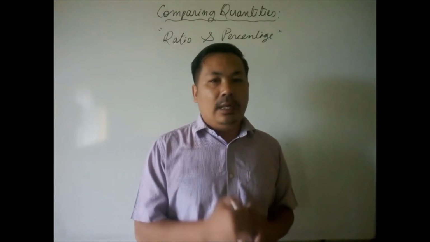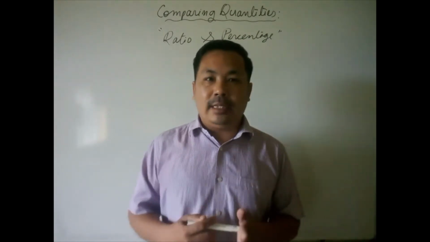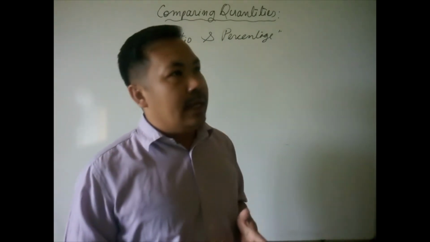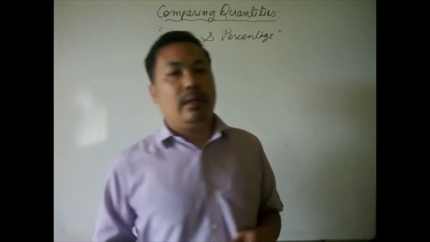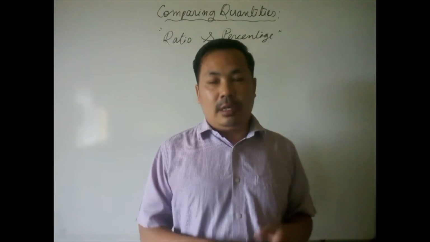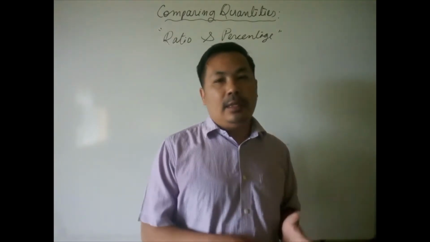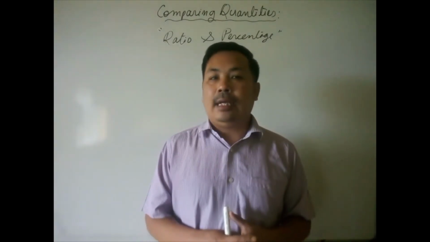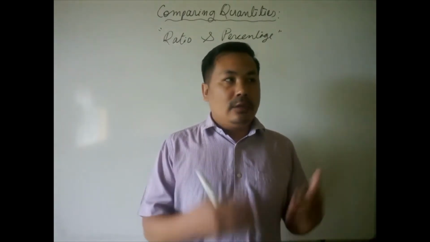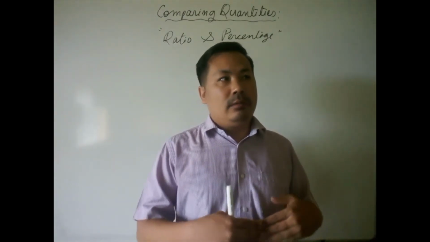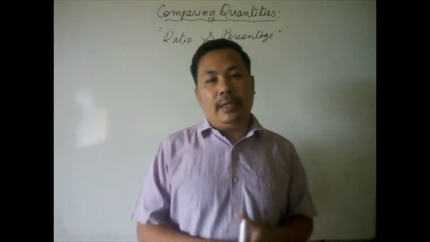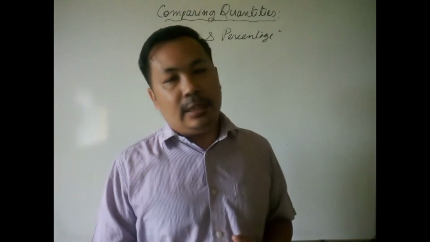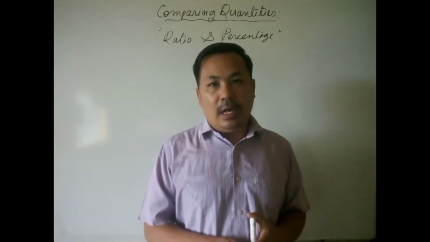For example, there are 20 students, and let us say that 7 are girls and 13 are boys. Okay, 7 are girls and 13 are boys, like this. So here we can represent the number of girls in the form of ratio as well as in the form of percentage also. So let us see how we do that.